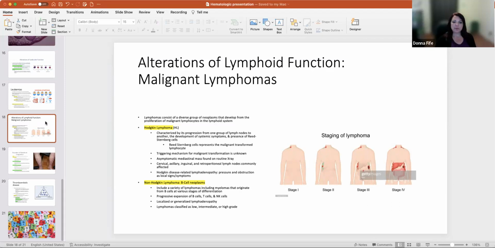Non-Hodgkin lymphoma or B-cell neoplasms include a variety of lymphomas, including myelomas, that originate from B cells at various stages of differentiation. There's a progressive expansion of B cells, T cells, and natural killer cells. There can be localized or generalized lymphadenopathy, and lymphomas are classified as low, intermediate, or high grade.